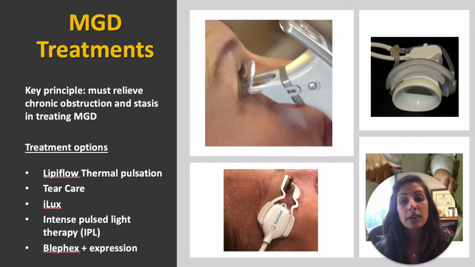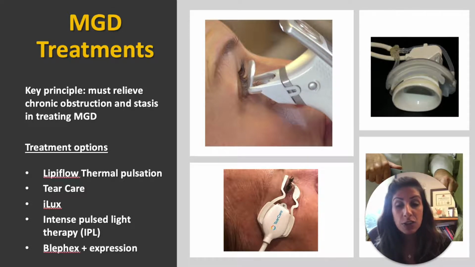And last but certainly not least here, MGD treatments. So these are all largely centered around relieving obstruction and stasis. There's many different options here. LipiFlow thermal pulsation has been in the market and has lots of peer-reviewed data. Newer therapies such as TearCare and iLux are also showing to be effective for rehabilitation and improvement of MGD.